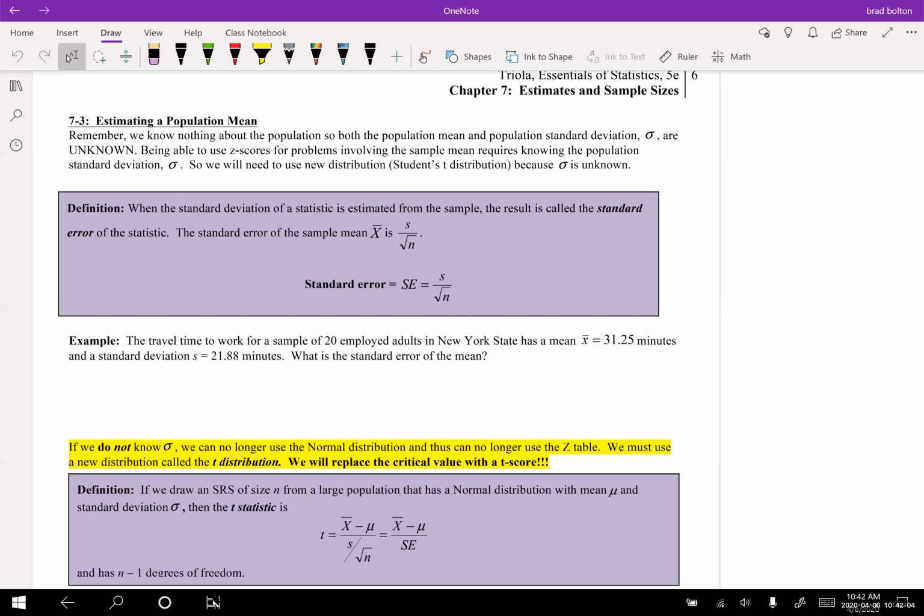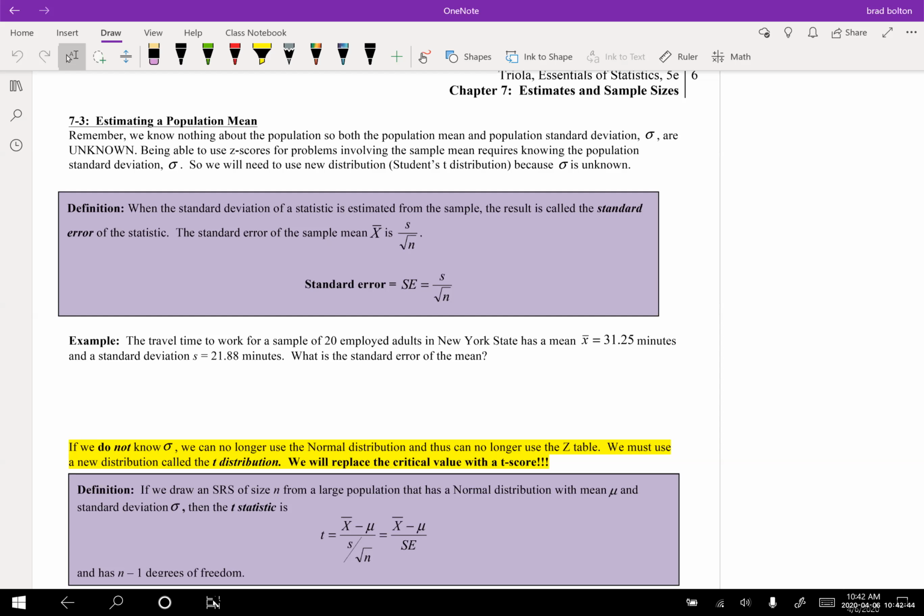And z-scores. So it says, so we will need to use a distribution. It's often referred to as student's t distribution because the standard deviation of the population is unknown. So this is what you use in general if they're talking about the mean, and they want to know a confidence interval. So below it says the definition: when the standard deviation of a statistic is estimated from the sample, the result is called the standard error of the statistic. The standard error of the sample mean, x bar, is given by S divided by the square root of n. This is often just referred to as SE or standard error, okay?